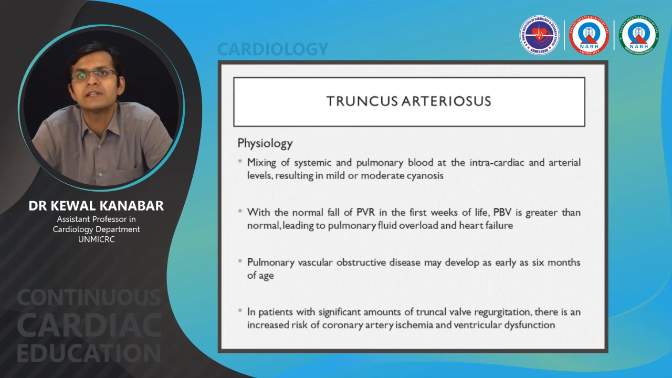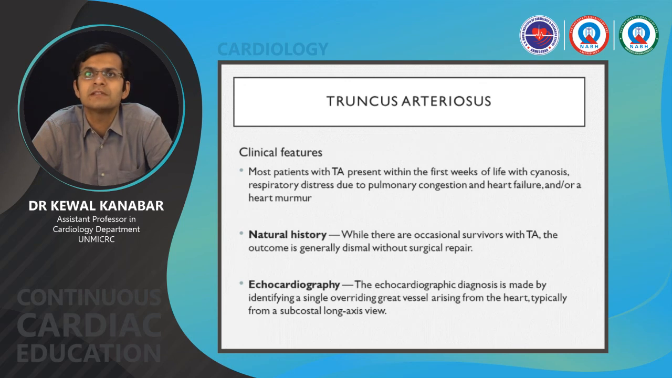So congestive cardiac failure with cyanosis, usually presenting at 4 to 6 weeks of life, goes in favor of truncus arteriosus. Right? Some patients may have truncal valve regurgitation, and they may have increased risks of coronary artery ischemia and ventricular dysfunction. Most patients present within the first weeks, mainly with respiratory distress due to pulmonary congestion and heart failure. There are very few natural survivors of truncus arteriosus. Most of these patients, if unoperated, will die by 1 year of age, and if not, they ultimately convert into Eisenmenger syndrome.